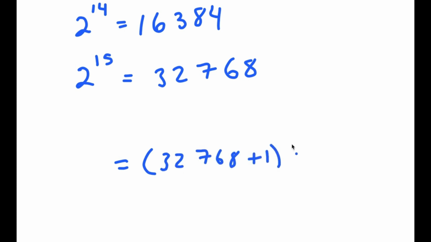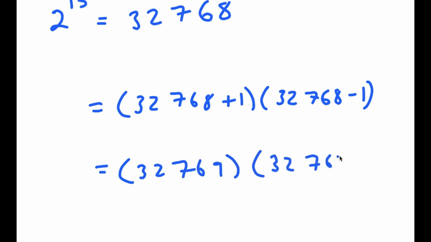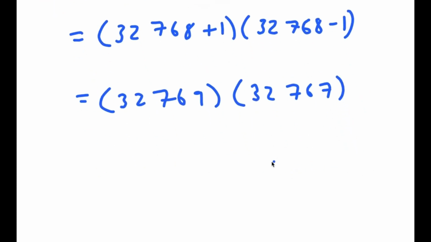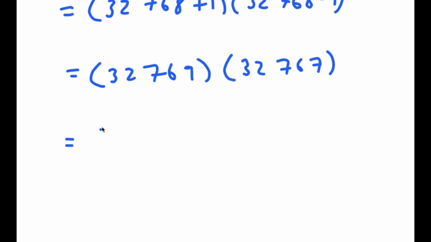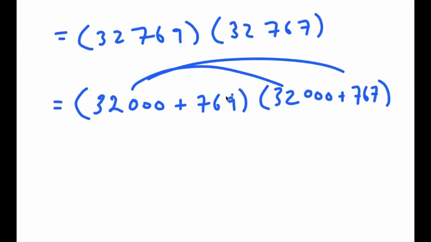So I have 32,768 plus 1 times 32,768 minus 1. And now this is equal to 32,769 times 32,767. Now, a simple way to solve this, instead of having to actually multiply them the regular way, is to write this as 32,000 plus 769 times 32,000 plus 767. Now I'm going to distribute.